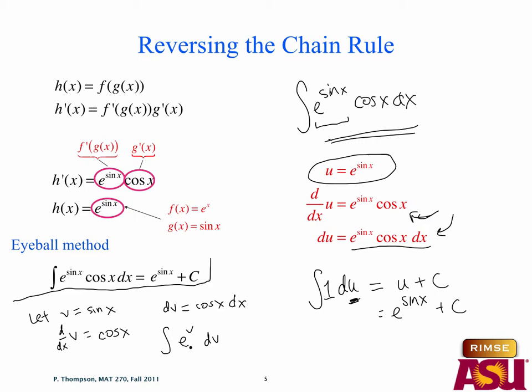So what's an antiderivative of e to the v? E to the v plus c, right? Because the derivative of e to the v with respect to v is e to the v. Okay, but I started this problem in terms of x, so I should end it in terms of x. So let me replace the v with what I started with, which was sine of x. So e to the sine x plus c. Okay, so that's another way to use, quote, u substitution to solve this.